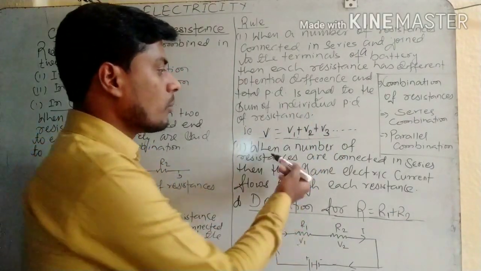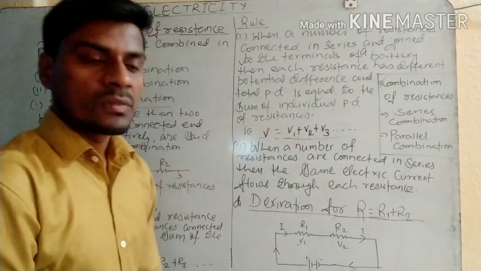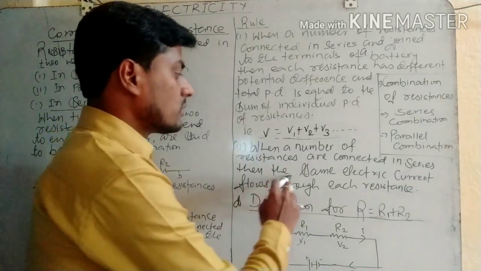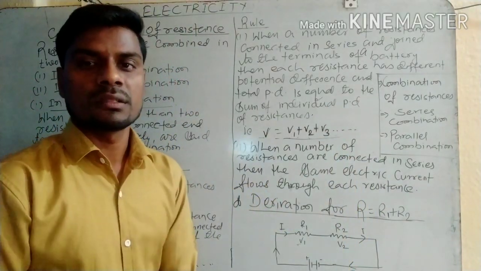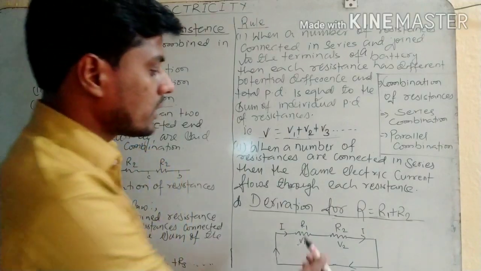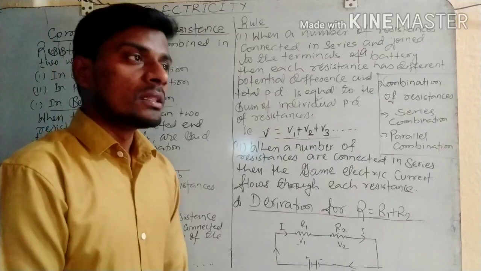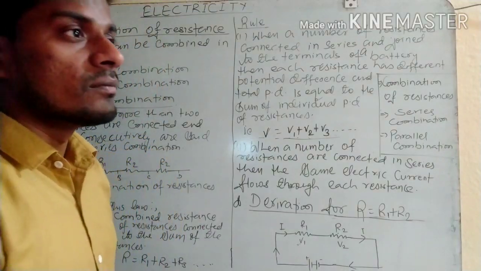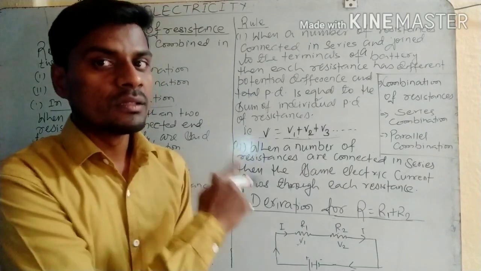Second rule: when a number of resistances are connected in series, then the same electric current flows through each resistance. That means if R1, R2, R3 and so many resistances are connected in series, then the value of electric current will be the same on each resistance, only in series.